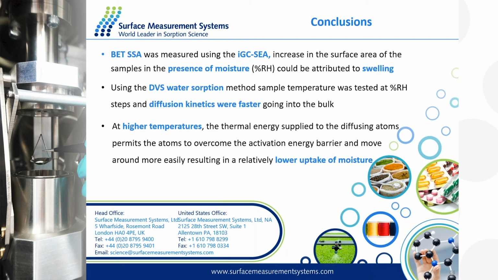So just to conclude, the BET surface area was measured using iGC-SEA, and this was carried out at 0% relative humidity and 50% relative humidity. We saw an increase of surface area with increased humidity, and this could be swelling of the sample. With regards to the DVS, we carried out the water sorption method at different temperatures, and we could understand the diffusion kinetics much better. Because of these diffusion kinetics, we can understand why there was a lower uptake of moisture in these samples.